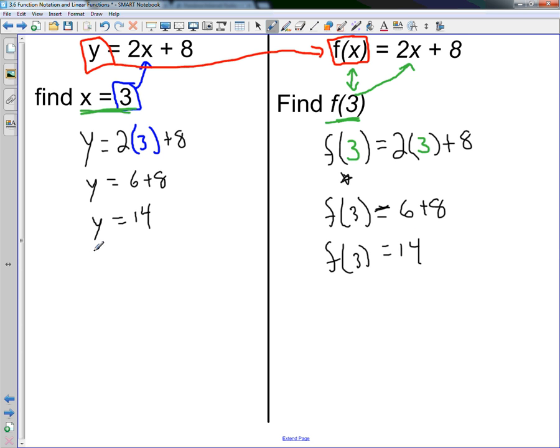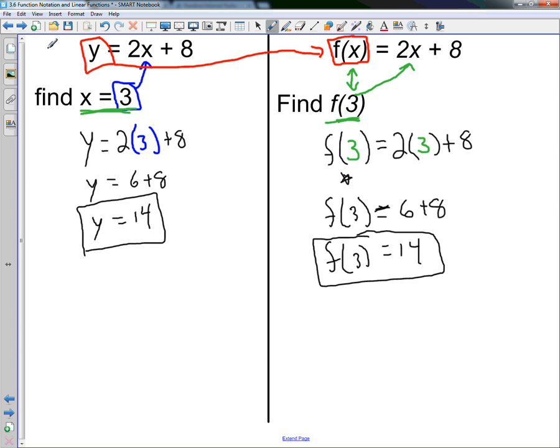Now the difference is, if you look at this final answer, we don't know what number was plugged in. We just know the result is 14. We go back up at the top and go, oh yeah, we plugged in a 3. With this notation, it's telling us that we originally plugged in 3 and the result is 14. Okay, so make sure that this is just a notation telling us what we plugged in, not f times 3.